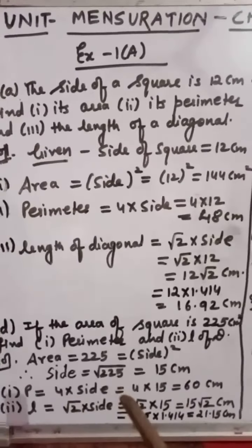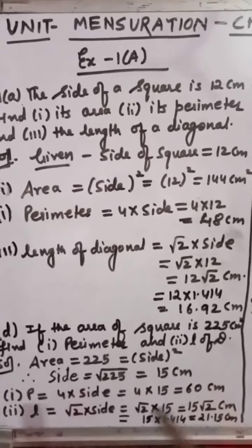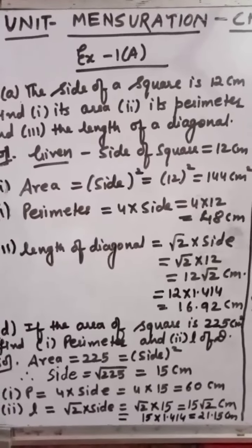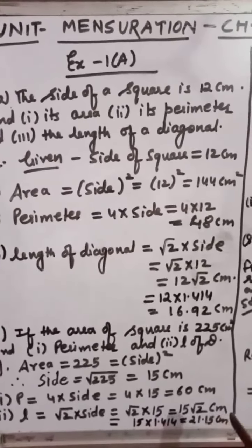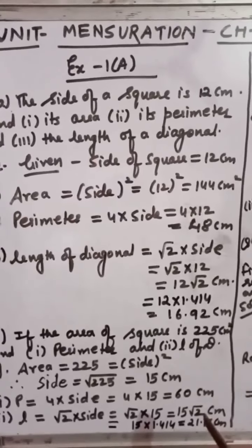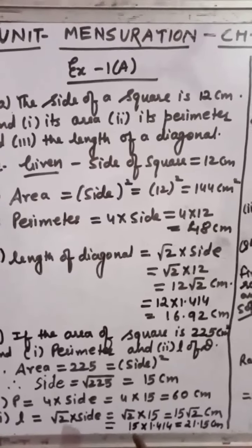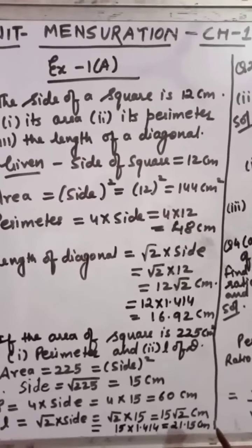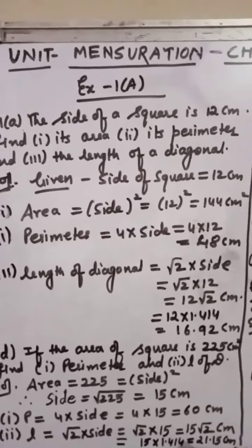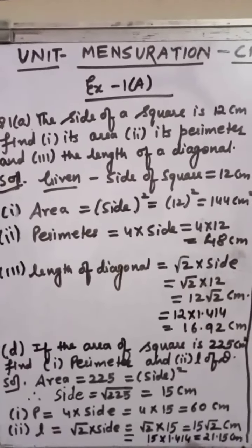Perimeter formula is 4 into side, so 4 into 15, 60 centimeter. Length of diagonal is root 2 into side, which is root 2 into 15 is 15 root 2 centimeter. And again we substitute the value of root 2 as 1.414. So 15 into 1.414 is 21.15 centimeter. I hope you understood, student. Okay. So question number 1 is finished.